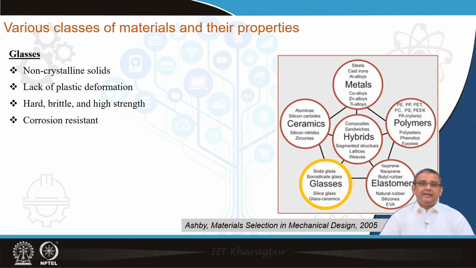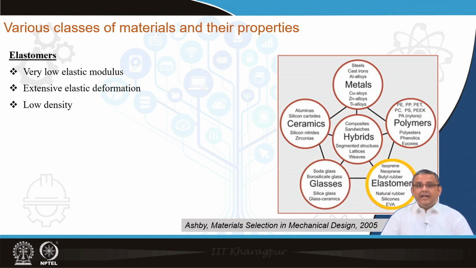Apart from ceramics and metals, there are also other important materials, like glasses. Glasses, as you know, are non-crystalline solids, they solidify without crystallization, and many of their properties are like the ceramics: they lack plastic deformation, they are pretty hard and brittle, and they are also resistant to corrosion.